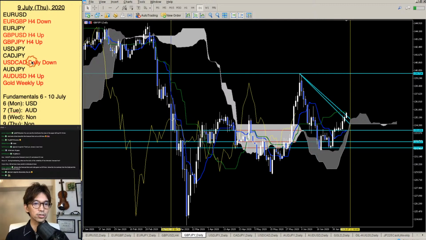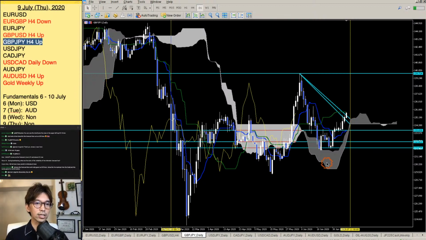USD CAD was downtrending daily, and AUD USD was uptrending on the 4-hour, and the gold weekly chart is still going upwards. Just a reminder, the ones highlighted in red are the ones that are on trend based on my own strategy, KTS. So GBPJPY 4-hour chart is now uptrend based on my own strategy, KTS.